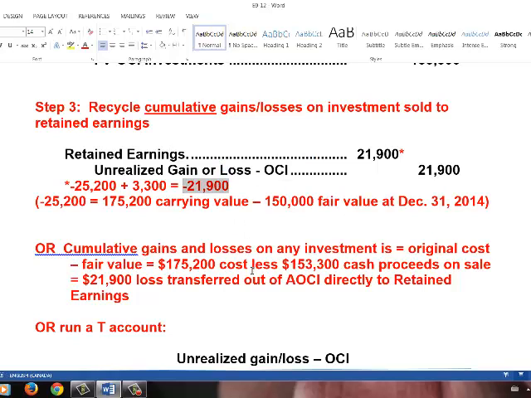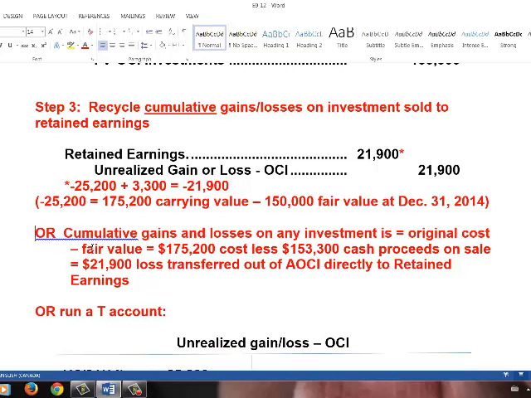However, what you could do, and we learned this in our previous lecture, is say that any cumulative gain or loss on any investment is really the cumulative unrealized holding gain or loss that I have in that investment since I bought it.